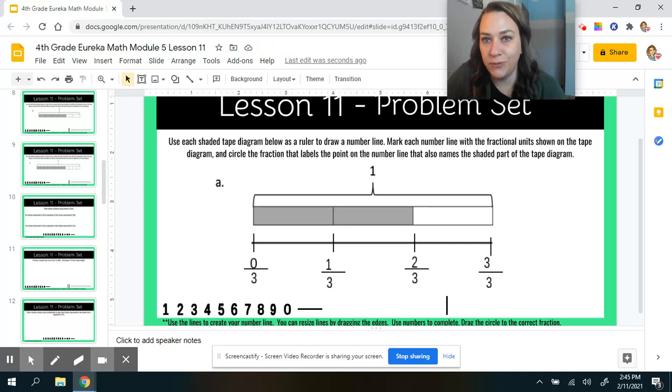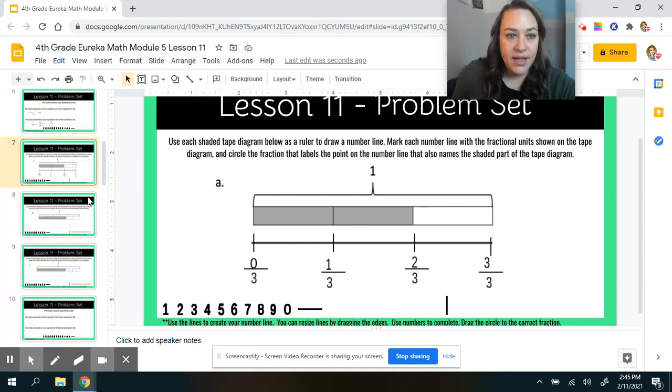I brought that up before. If I were to ask you how many fifths do I need to make a whole? You need 5. How many eighths do I need to make a whole? I would need 8. So understanding that whatever my denominator is, that's how many I would need to make 1 whole. Number lines and tape diagrams will help us understand these fractions a little bit more, and we will work with them in the next couple lessons as well.